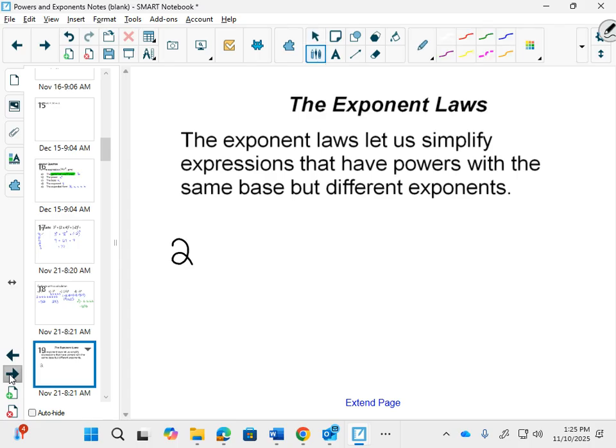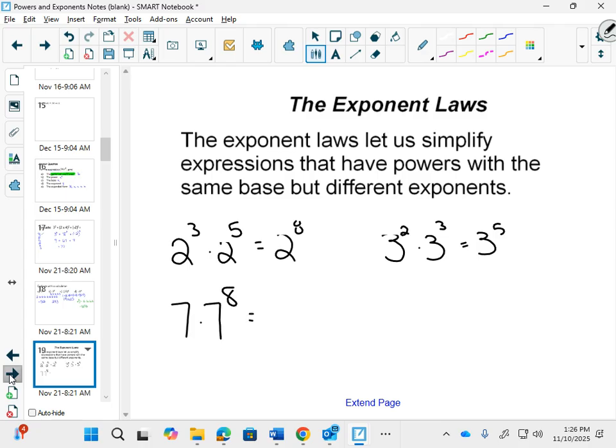I'm going to tell you that 2 cubed times 2 to the 5 is equal to 2 to the 8. And I'm going to tell you that 3 squared times 3 cubed is equal to 3 to the 5. And I'm going to tell you that 7 times 7 to the 8 is equal to 7 to the 9. Do you see a pattern happening?